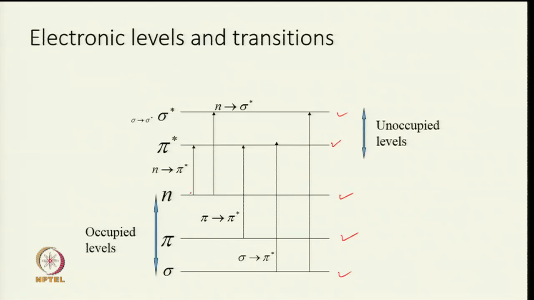So, you can see that when an electron is in the n level and it goes to pi star, that is known as n to pi star transition. When the outermost electrons are in the pi level, they can go to pi star, and when they are in sigma, they can have sigma to pi star, or sigma to sigma star. So, all these different kinds of transition are possible.